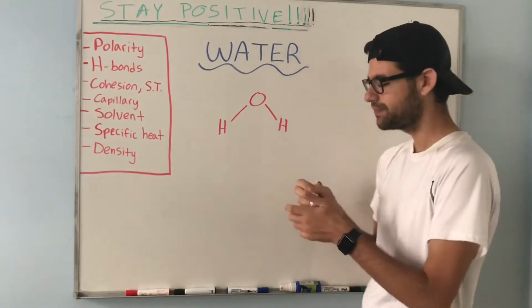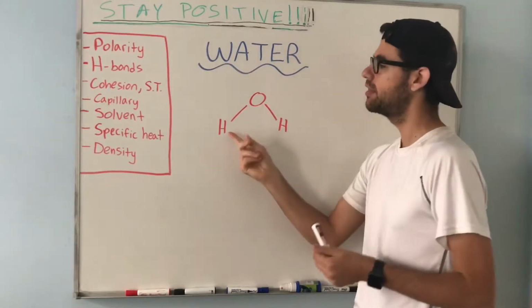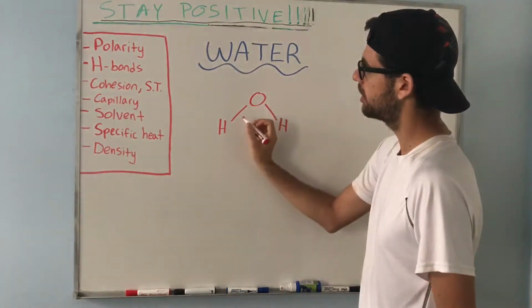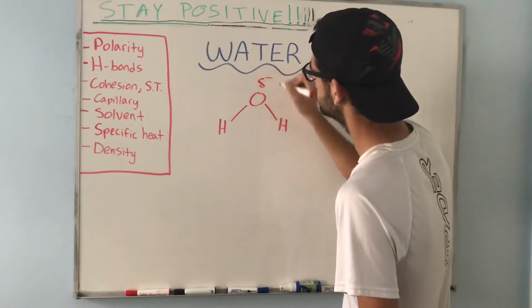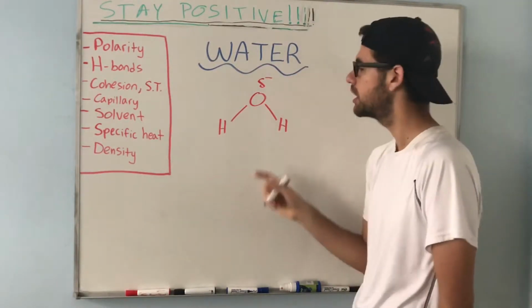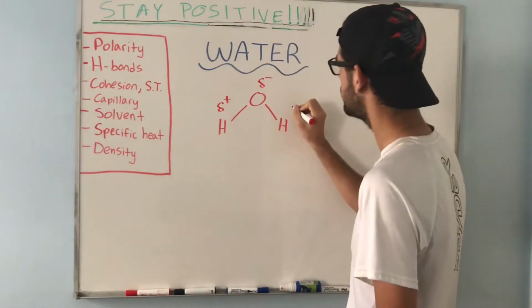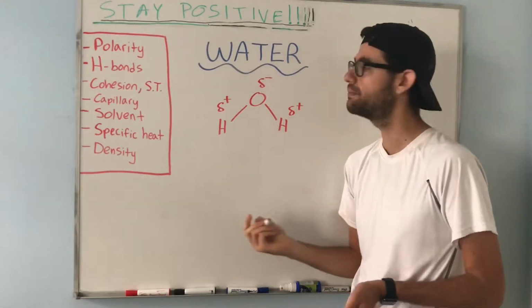What do we mean by that? We know that oxygen is more electronegative, or electron pulling, than hydrogen is. And so that means that the oxygen atom here will pull the electrons towards it, giving it a partial negative charge. Not a full charge, a partial negative charge. That in turn will give each of the hydrogens a partial positive, or delta positive, charge. And that's what we mean when we say water is a polar molecule.